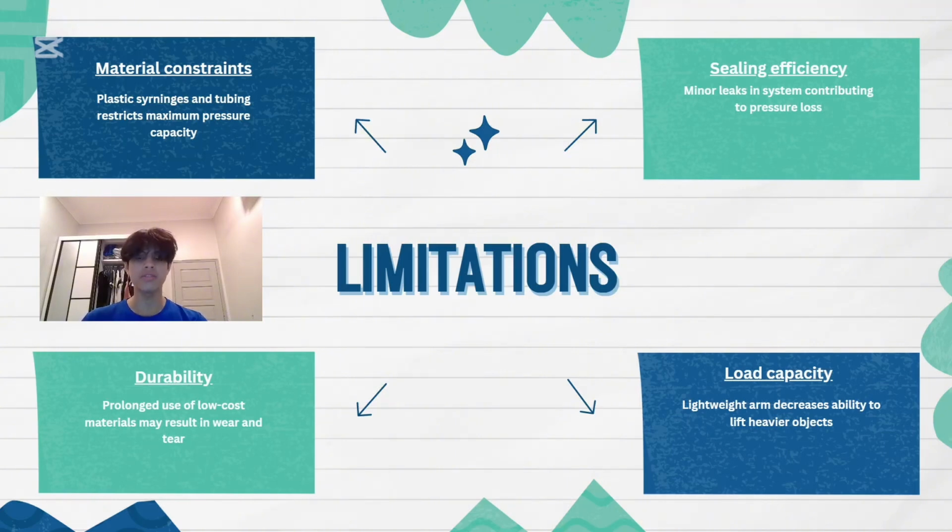And finally, we have the load capacity. The lightweight arm decreases the ability to lift heavier objects, and all of these as a whole, when the pressure is low, decreases the capacity. That's all from me.